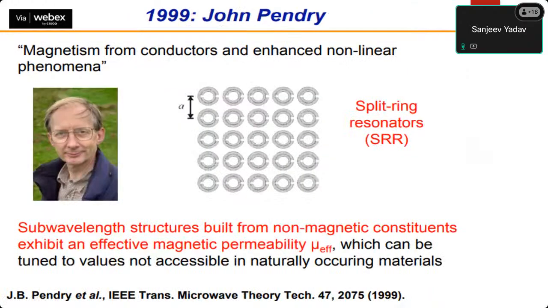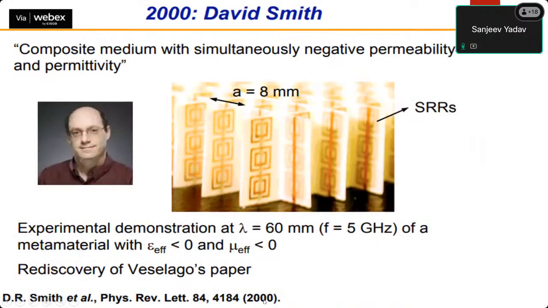Then in 1999, John Pendry started using split ring resonators. Yes, you can see in the figure that the split ring resonators are there. These are for magnetism and conductors and enhance their non-linear phenomena. Here you can see that sub-wavelength structures built from non-magnetic constituents exhibit an effective magnetic permeability, which can be tuned to values not accessible in naturally occurring materials. He published his research in the IEEE Transactions on Microwave Theory in 1999.